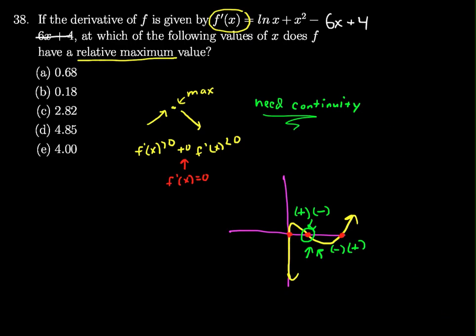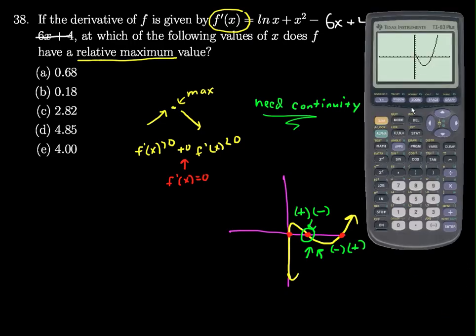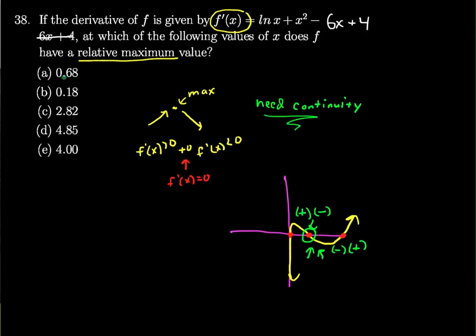So let's go back to the calculator and find that zero. Second calc, zero, and my left bound. I need to be to the left of my zero, so I'll make sure that I'm on the left side of that, right there. Right bound, I need to make sure that I'm on the right side of that zero. That should be good. Let me get the best guess I can put up there. And it says the zero is when x is 0.6789, which my closest approximation here is choice A.